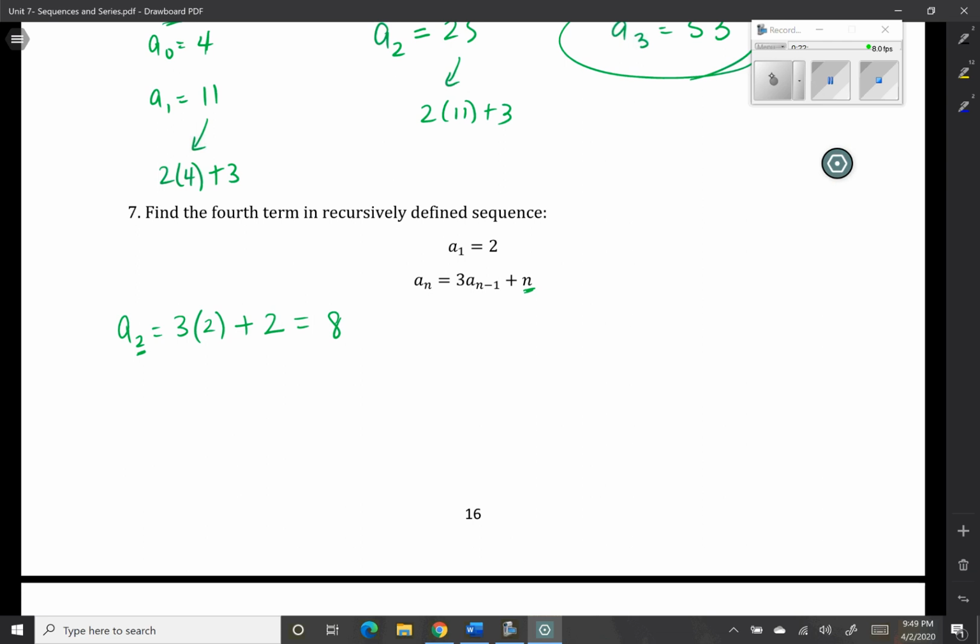Let's try that again. If I want to find the third term of this sequence, I'm going to say 3 times the previous term, which was 8, plus the term I'm trying to find, 3. So if I do 3 times 8 plus 3, I wind up getting 27. Pause the video, see if you can use this pattern to find the fourth term.